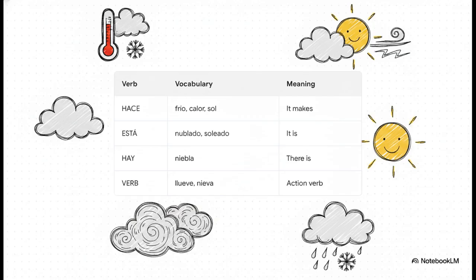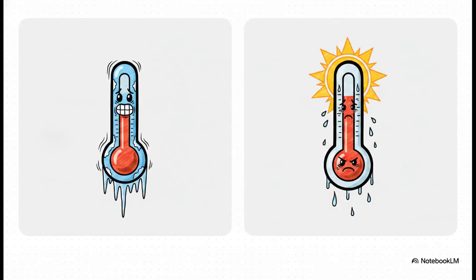For elements that are physically present in the air, like fog or sun, we use hay, meaning there is. Hay niebla, there is fog, or hay sol, there is sun. And finally, for the actual actions literally falling from the sky, we just use the verb itself, llueve for rain and nieva for snow.